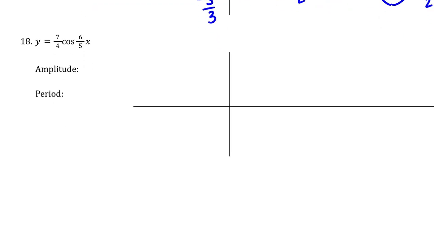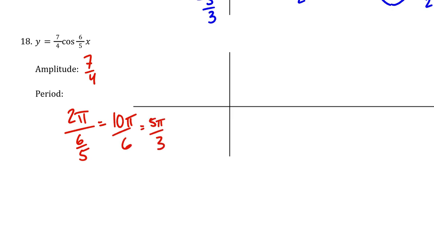And last graphing problem. Okay, our amplitude is 7/4, and our period is 2 pi over 6/5, which is equal to 10 pi over 6 or 5 pi over 3. I hope that you're feeling like these problems are starting to be a little bit harder because we are intending to make the problems a little bit harder as we go. It's a cosine, so it starts at 1. Well, at the top, it's a positive cosine function. It's going to look like this.